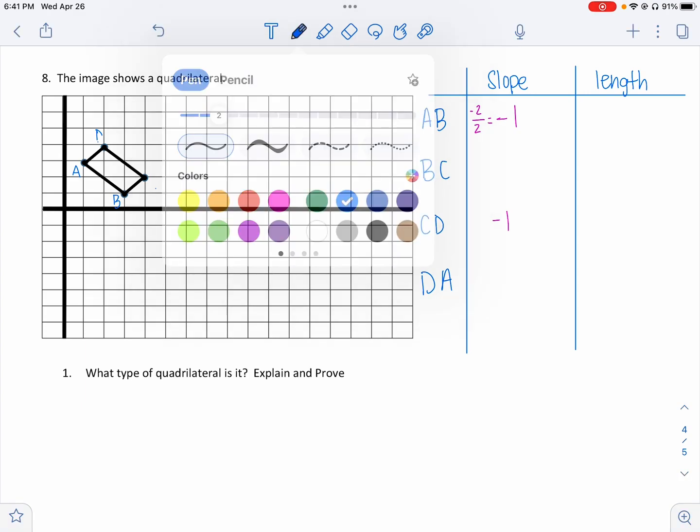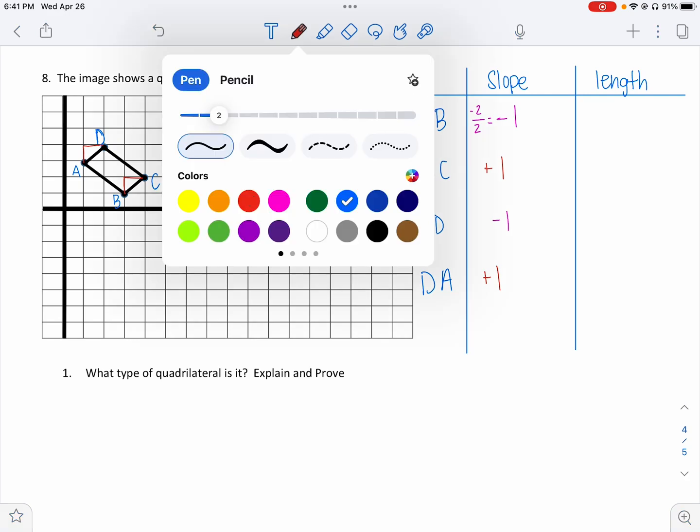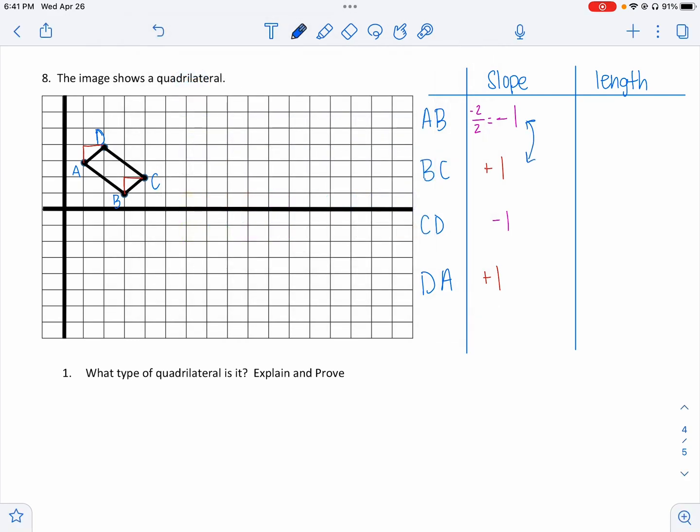Okay, B to C, this is going up, so it's going to be positive, and it's going to be a positive one. Same thing with DA, that's a positive one. So we can see here that these two slopes are equal, so they're parallel. These two slopes are equal, but these two slopes are called opposite reciprocals, so these are perpendicular. And there's other relationships in there, but let's find the lengths.